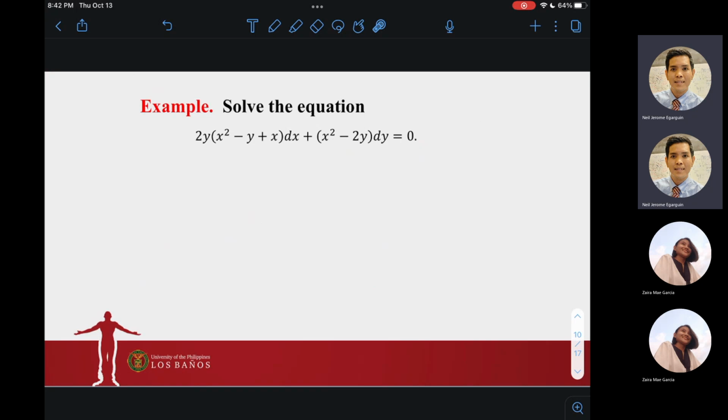So 2y times x squared minus y plus x dx plus x squared minus 2y dy.